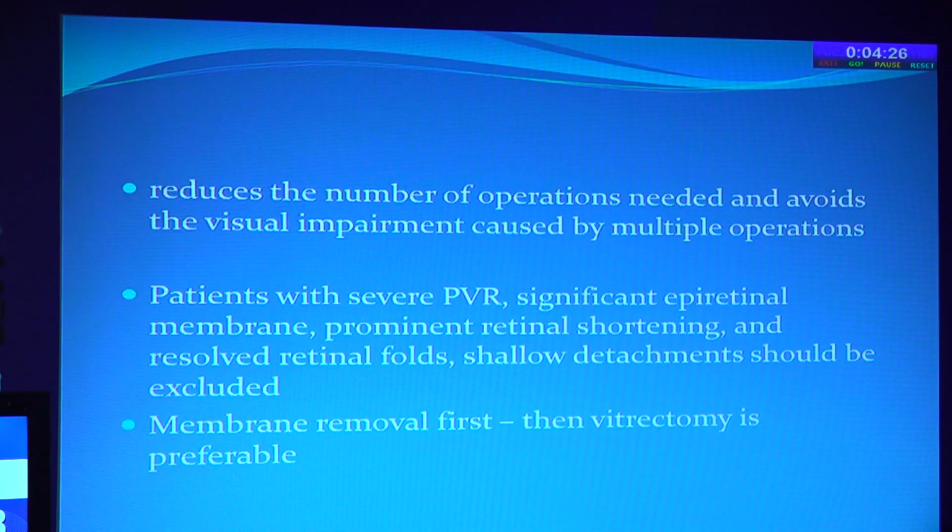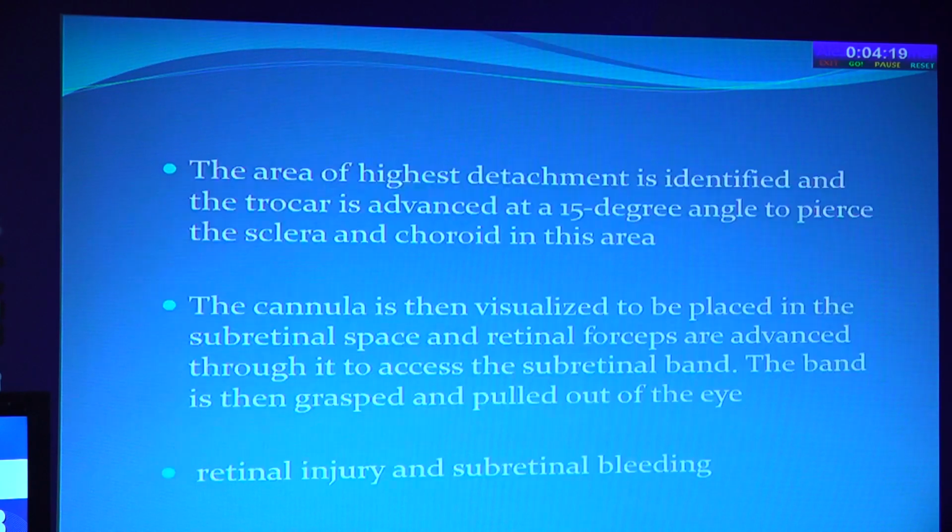People do both ways, but I feel technically membrane removal, ab externo, and then vitrectomy is preferable. The area of highest detachment is identified, and a trocar is advanced at a 15-degree angle to pierce the retinal choroid in this area. Then the cannula is visualized to be placed in the subretinal space, and forceps are advanced to access the subretinal bands. The band is then grasped and pulled out of the eye.